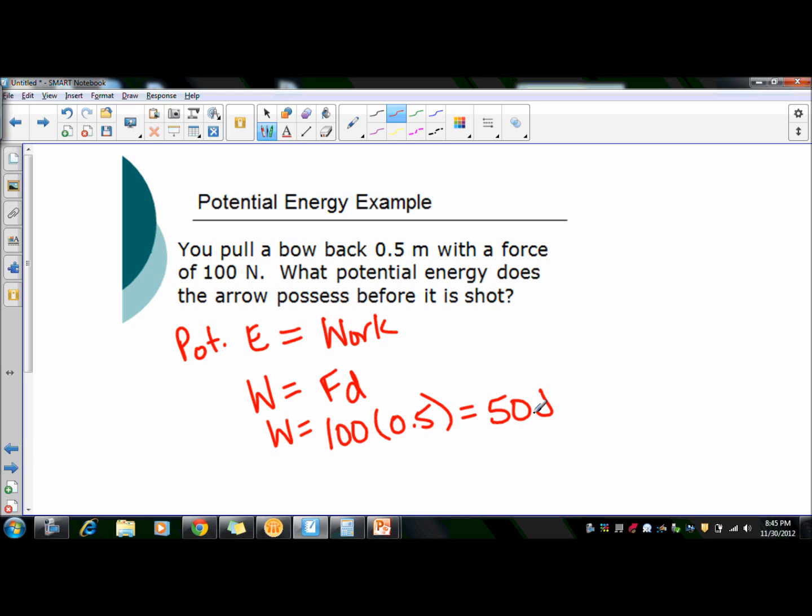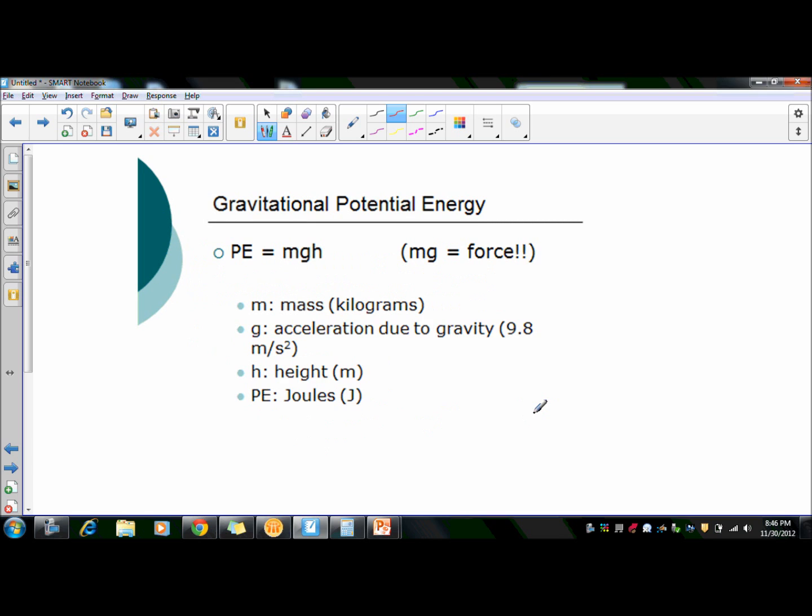So we did 50 joules of work on this bow, so the bow now possesses 50 joules of potential energy. Now, a specific kind of potential energy that we're going to be looking at in this unit is called gravitational potential energy. And this equation, PE equals mgh, is actually still the work equation.